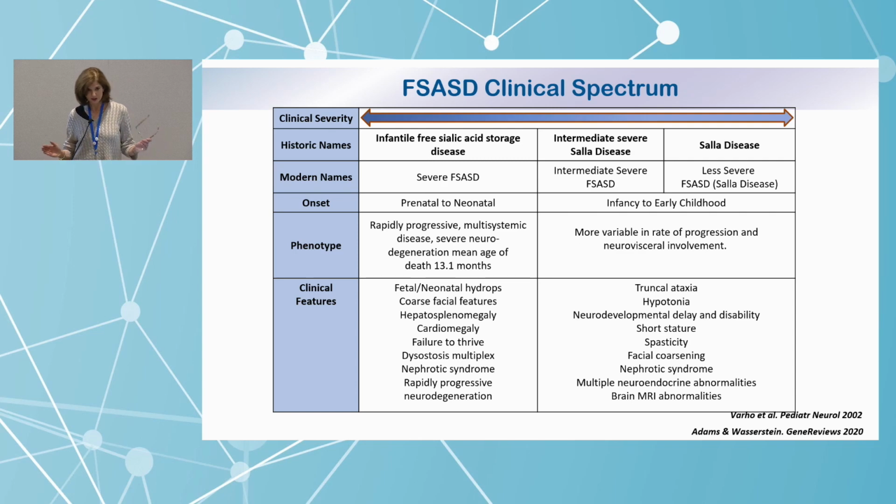We can often distinguish between those with intermediate severe and less severe disease based on age of onset, rate of progression, and genotype is often very helpful here. Clinical features can include truncal ataxia, hypotonia, neurodevelopmental delay and disability, short stature, spasticity, facial coarsening, nephrotic syndrome, multiple neuroendocrine abnormalities, and brain abnormalities.